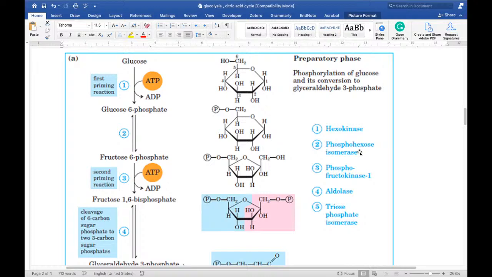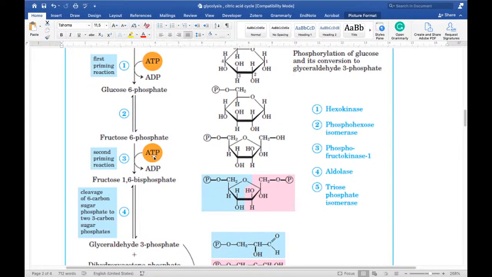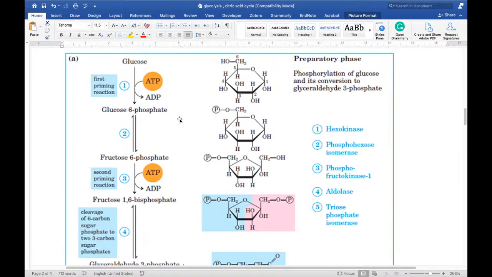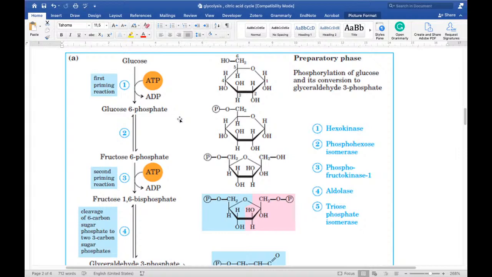Phosphohexose isomerase. Then from fructose 6-phosphate, again ATP is used to produce ADP. We will take one phosphate group, and this is the second priming reaction. So it will produce fructose 1,6 biphosphate. We are adding one more phosphate to it. The enzyme that we will be using here is phosphofructokinase 1, because kinases are used whenever we have to add one phosphate group to our substrate. So we use kinase whenever we want to add one phosphate group, and we use phosphatase whenever we want to remove one phosphate group. Isomerase is used to change the structure.